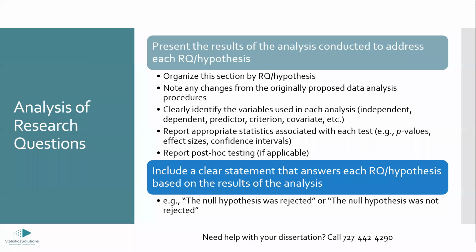And for each analysis, you want to clearly identify the variables used. So if you are doing something like a t-test or an ANOVA, you want to identify your independent and dependent variables. If you're doing a correlational analysis like a regression, you want to identify your predictors and your criterion variable, as well as any covariates. You'll want to report the appropriate statistics associated with each analysis. So things like p-values, effect sizes, confidence intervals. So for a t-test, for instance, you might report the t-statistic, the p-value associated with that test, as well as a measure of effect size like Cohen's d.